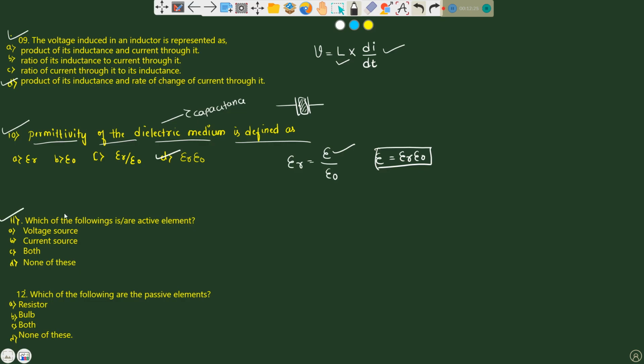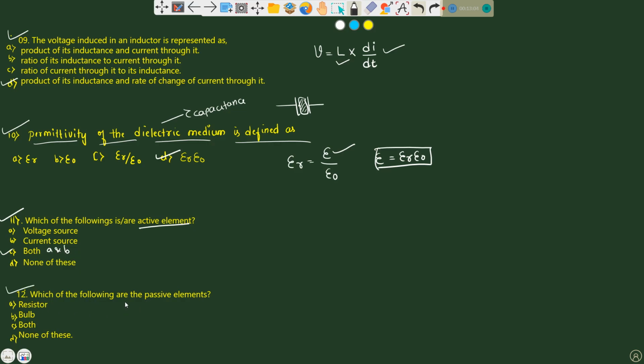So next we have, which of the following is or are an active element? So we know that in a family, in electrical engineering as well as in your life, father and mother are important, they are active, without them we are nothing. Likewise in electrical engineering, without voltage and current we are nothing. So voltage and current are what? Active elements. So here the answer will be both A and B.